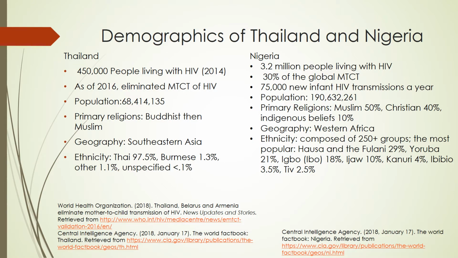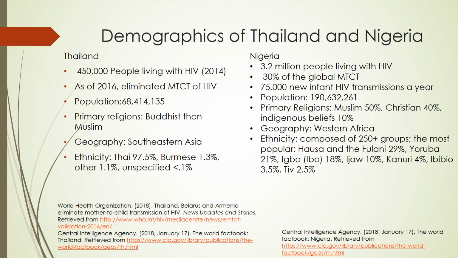So, the demographics of Thailand and Nigeria. Thailand has 450,000 people living with HIV. As of 2016, it eliminated mother-to-child transmission of HIV. Its entire population includes 68,414,135 people. The primary religions practiced are Buddhism and then Muslim. Its geography is that it's located in southeastern Asia. The primary ethnicities are 97.5% Thai, 1.3% Burmese, and 1.1% other.